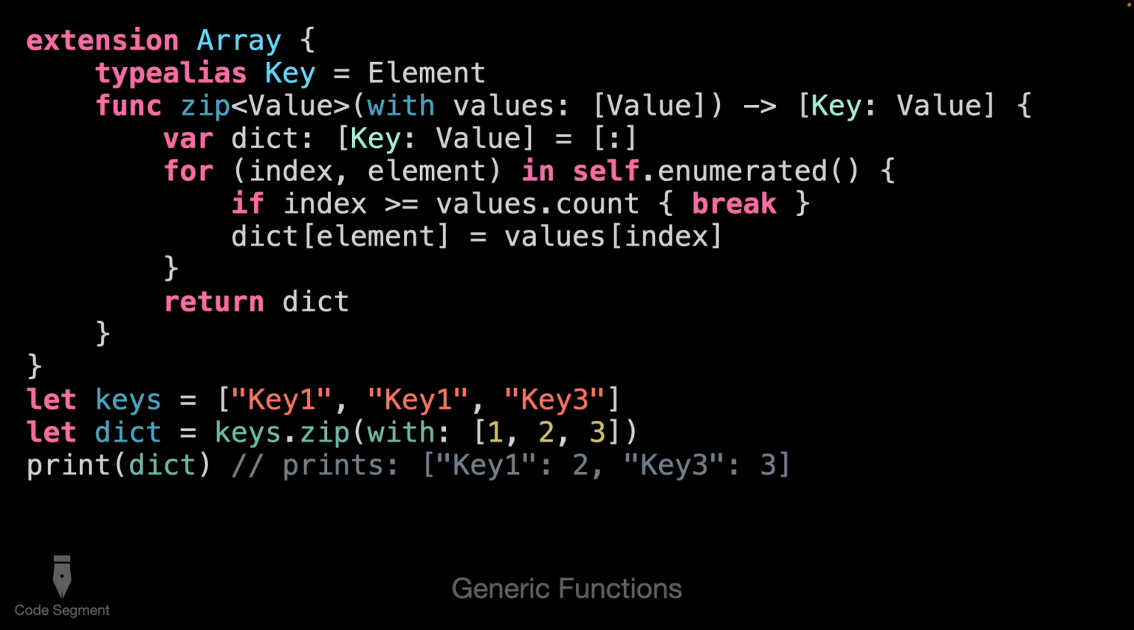So here we have this extension Array. We have this typealias Key = Element thing. Don't worry too much about it. Just remember that Array is a generic itself, and it has as its type parameter one called Element. Here I'm just renaming it to Key. Okay, so within this extension, we can refer to the Element type parameter as Key.